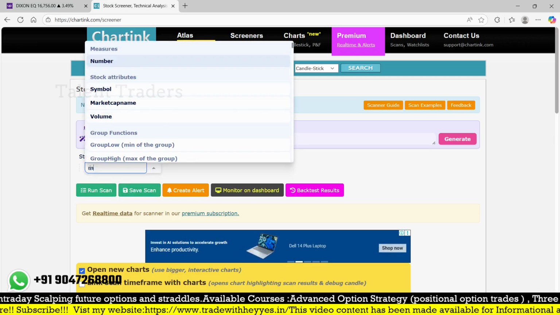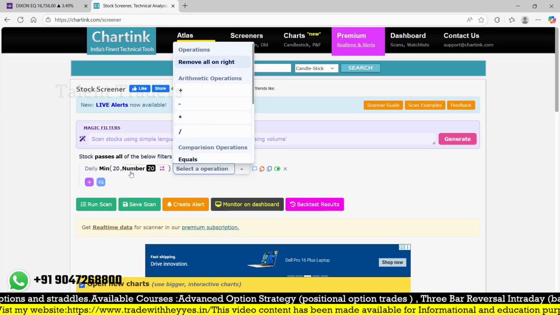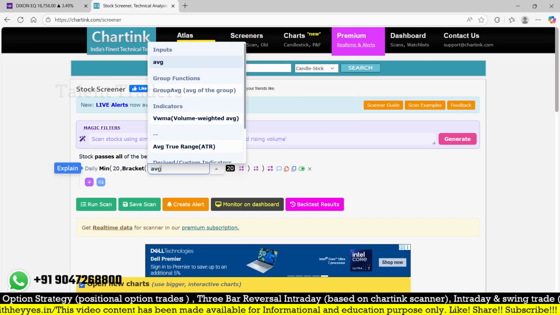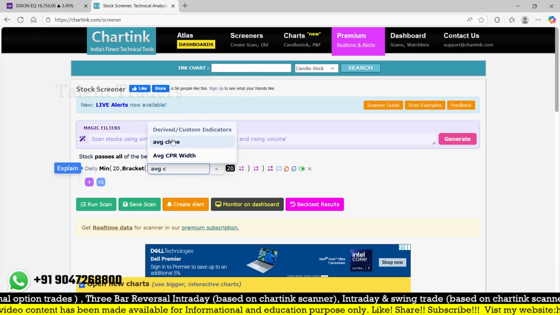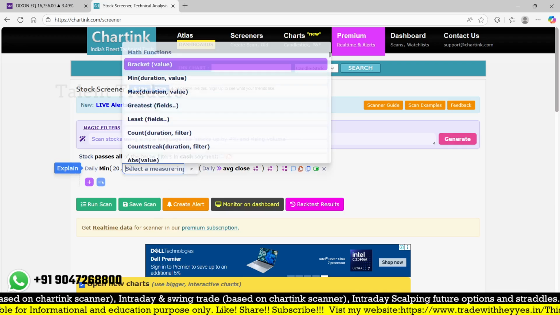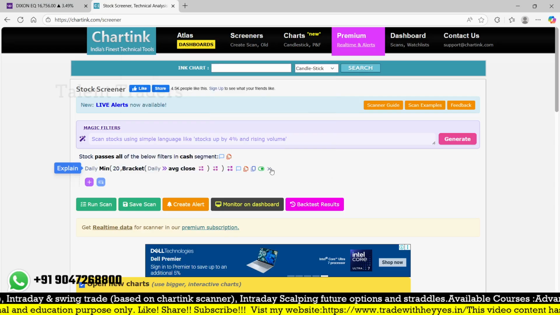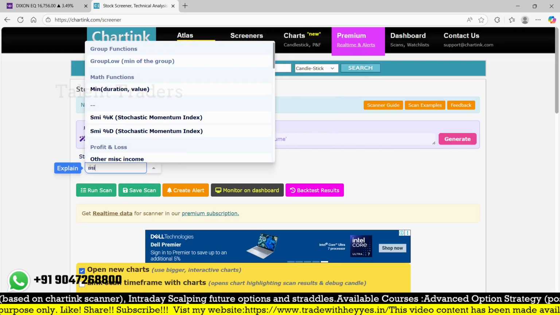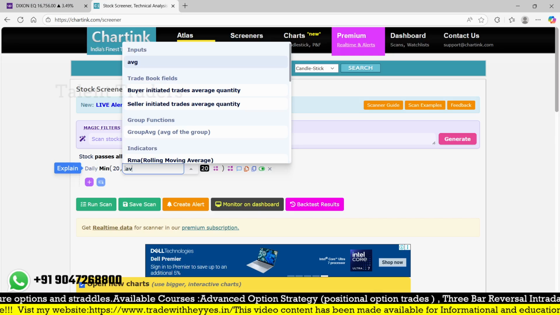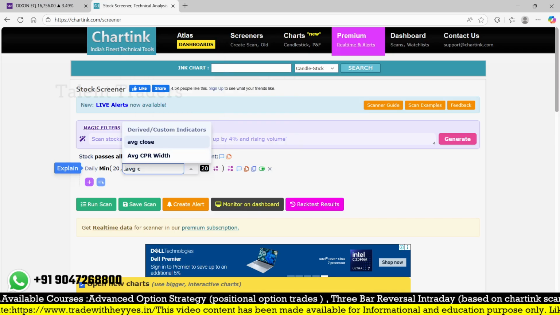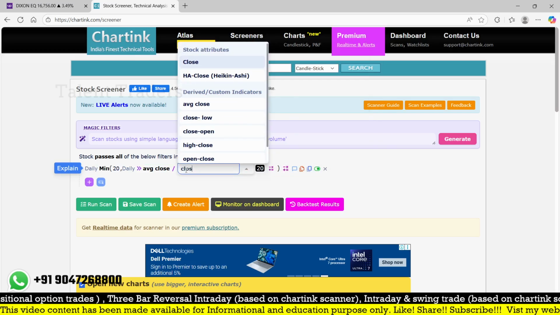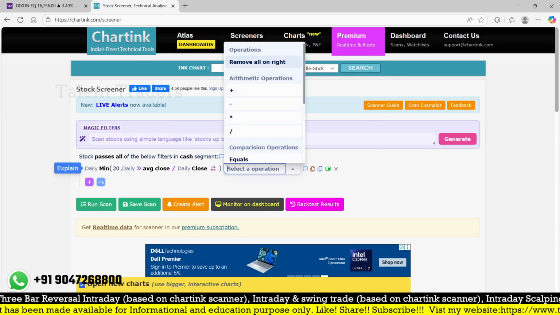So let me try to create a scanner. We already have a custom indicator which we have created, and by using that custom indicator, we try to find that particular logic. Okay, so average close. Sorry, no need for a bracket. We use this function to find three consecutive days of increase in the market. Average close, daily close, and it should be greater than this.